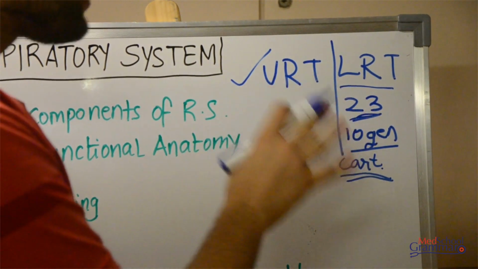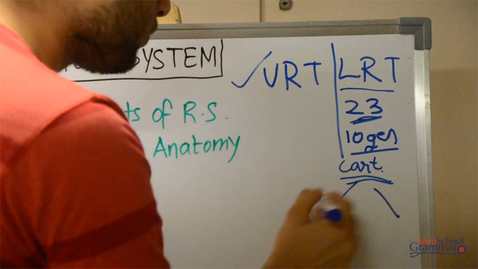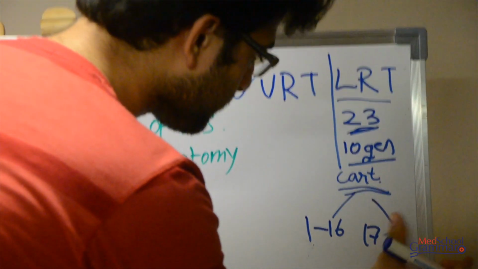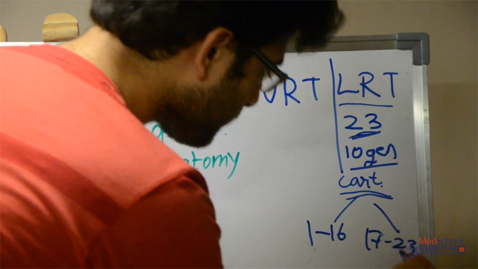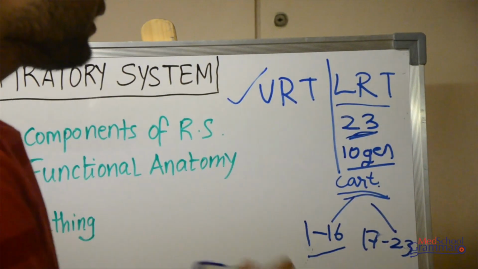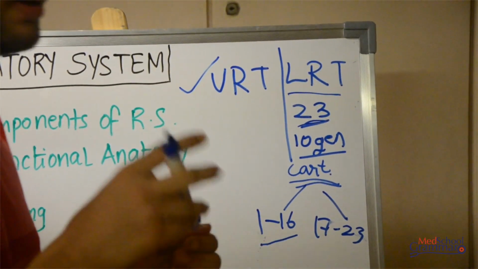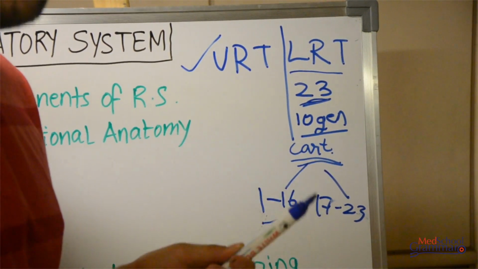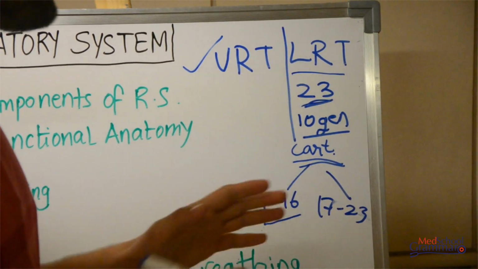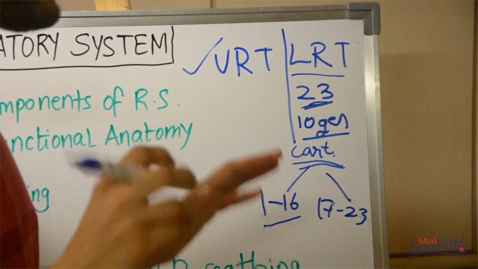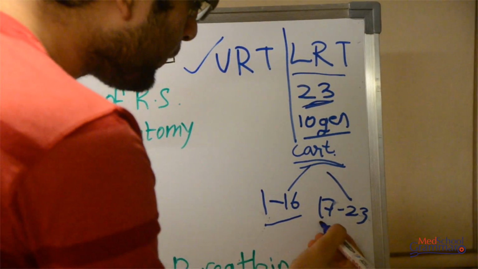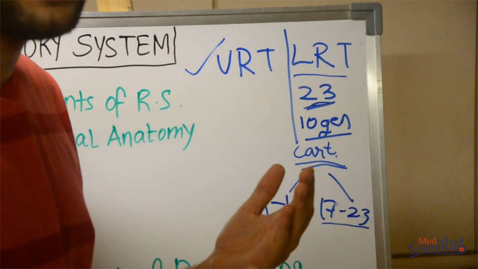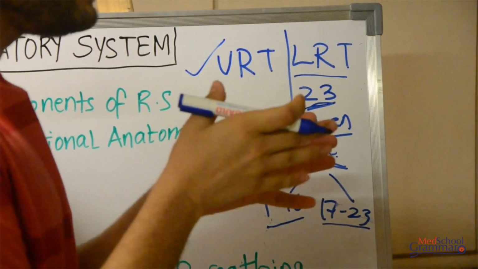The other way to classify lower respiratory tracts is in two: 1 to 16 and 17 to 23. 1 to 16 are called the transport zone, the generations where only the gases travel through. There is no exchange of gases occurring over here. So this is where only the gases travel and no exchange takes place. 17 to 23 is the respiratory zone. That is the part where respiratory gases exchange, that is oxygen and carbon dioxide exchange from the alveoli to the blood and the other way.